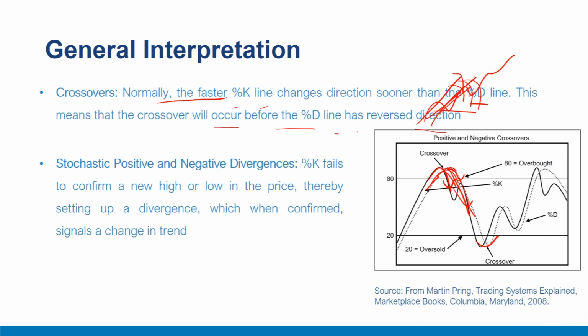A similar thing is happening here where the crossover has occurred from down to above. It is going in this direction, and if, let's say, prices are still falling, again a positive divergence has been set up, which indicates that prices may now go up.